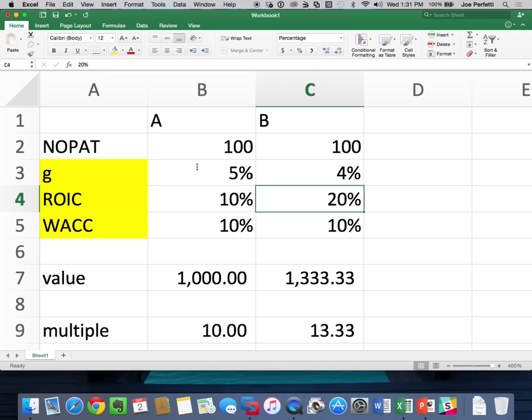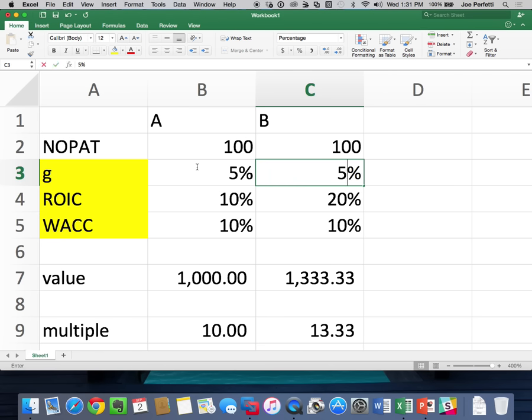This is the expectation game. I priced you as if you were going to grow at 5%. I realized I was wrong, so I have to reprice you at a lower growth rate. Price goes down when the expectation goes down. This happens all the time.